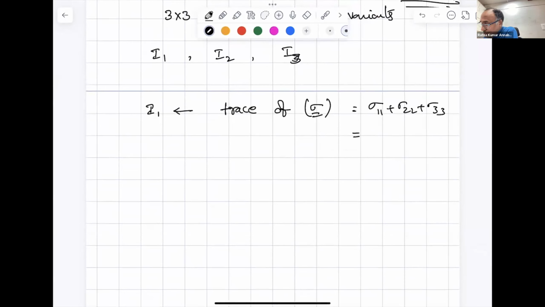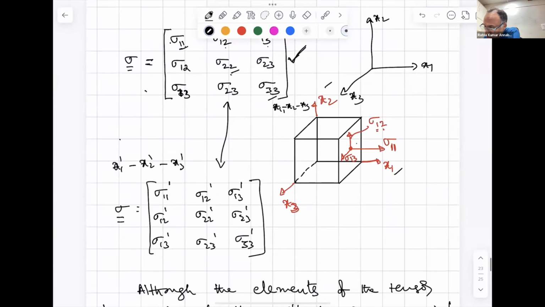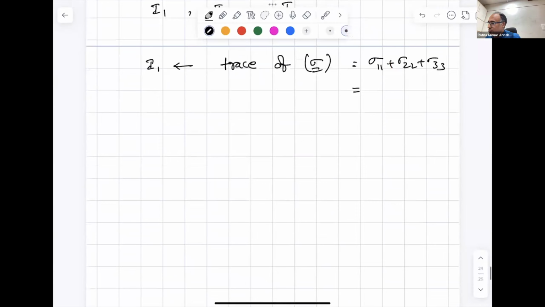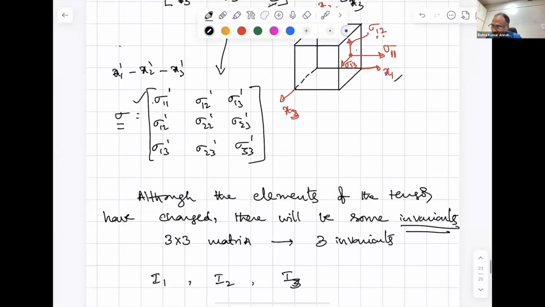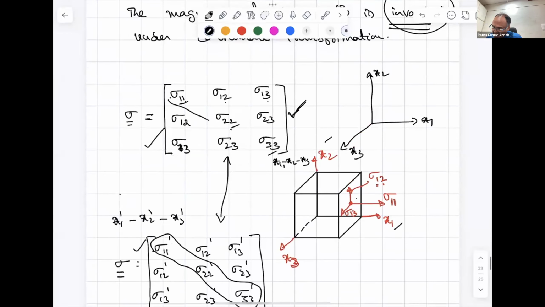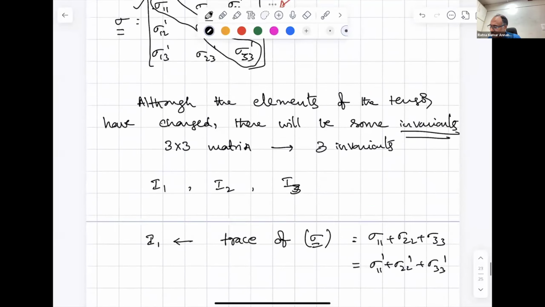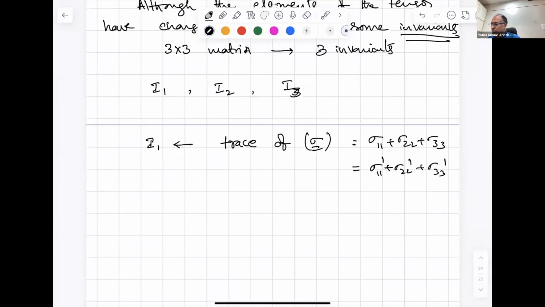That means whether you write with respect to this coordinate system or this coordinate system, the trace of these two matrices should be the same. That means this must be equal to sigma 1, 1 dash plus sigma 2, 2 dash plus sigma 3, 3 dash. Because the trace of this matrix is the sum of these 3 elements, and trace of this one is the sum of these 3 elements. That remains unchanged. Okay.